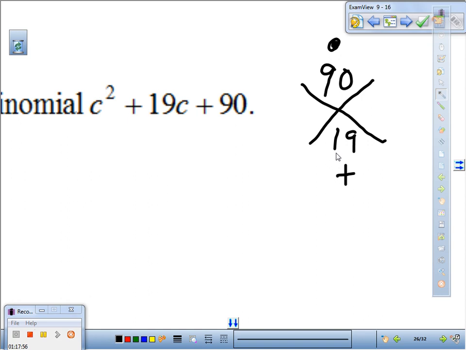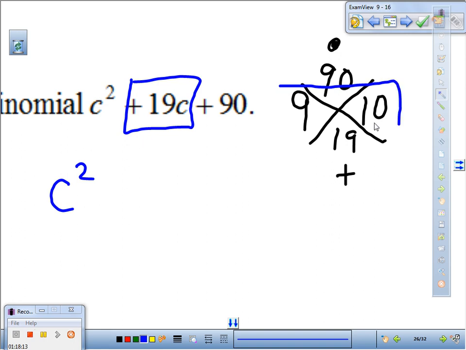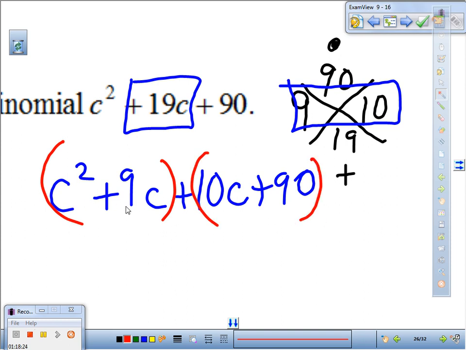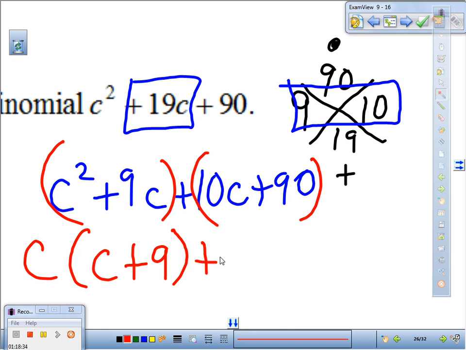10 times 9 or 9 times 10? I'm going to do 9 times 10. So I'm going to rewrite this again. C squared, but instead of 19c, I'm going to write what? 9c plus 10c, and bring this one down, plus 90. Group. What is the GCF here? What number divides each term? C. We're left with c plus 9. Plus, what number divides each of these terms? 10. We're left with c plus 9.